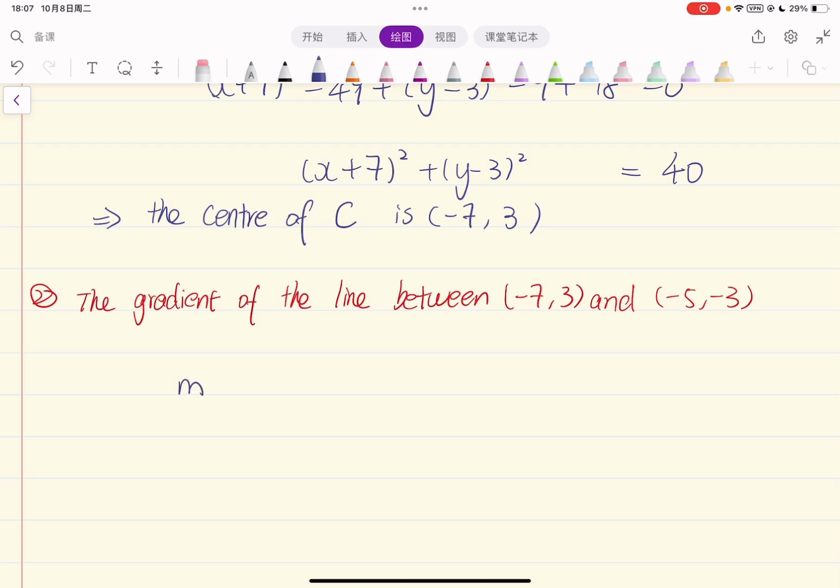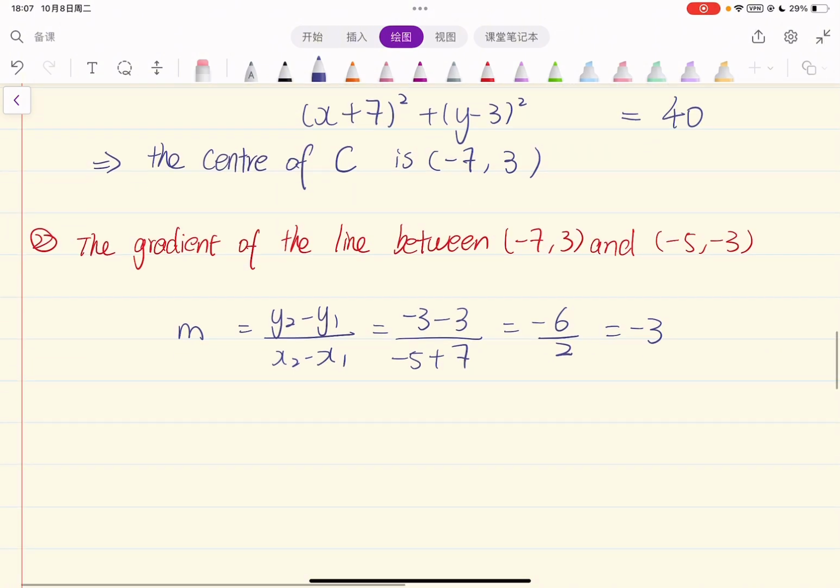So use the equation m equals y2 minus y1 over x2 minus x1. We have minus 3 over minus 5 plus 7 equals minus 6 over 2 equals minus 3. So we have the gradient of the line between the center and the point A.